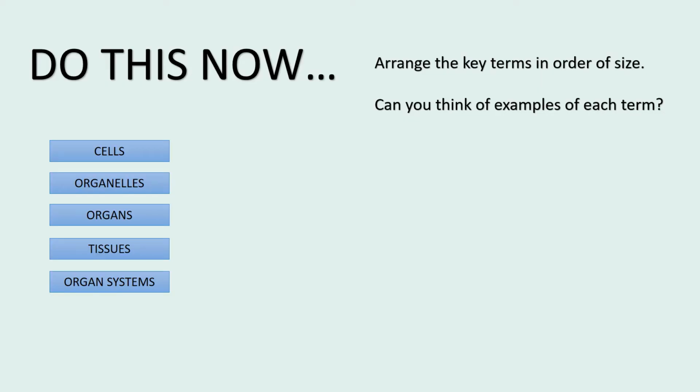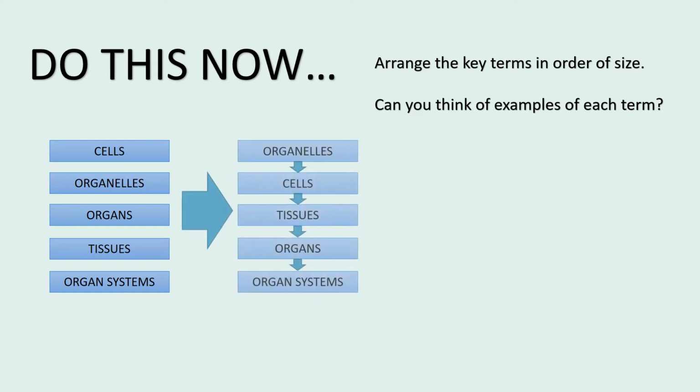Okay, so what I'd like you to do now, very, very quickly, you don't have to write them down. From what you remember of previous lessons, can you put these different levels of organisation into the correct order, starting from the smallest? You might want to pause the video to give you time to do that.